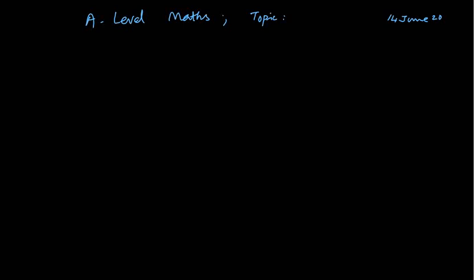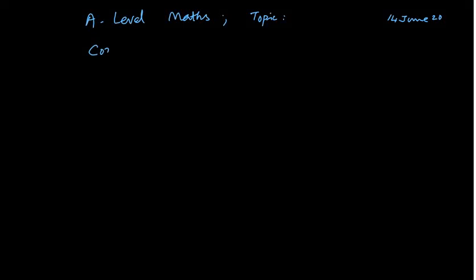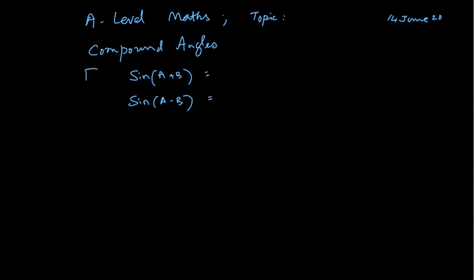So we call it basically compound angles. There is a set of formulae: sine A plus B, sine A minus B. We are assuming here that we have the values of sine A, sine B, cos A, cos B, tan A, tan B. These are known. I'll explain as we go forward.